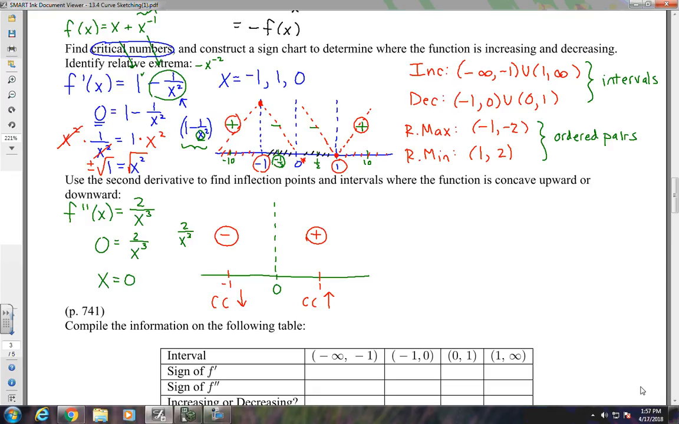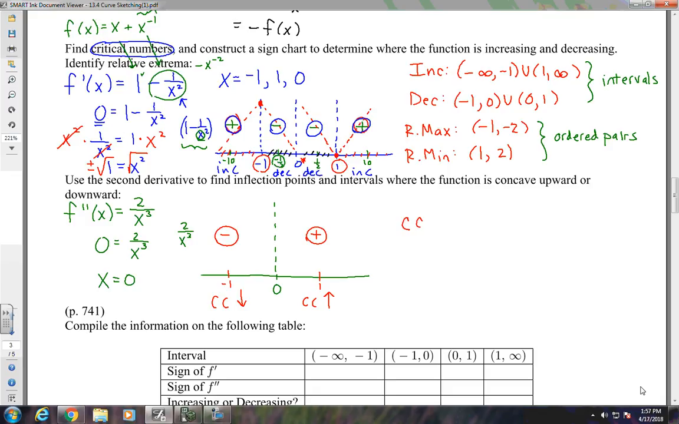Now remember, we're using a sign graph. It looks a lot like what we did before, but on the first derivative, remember a positive first derivative means the function is increasing, a negative first derivative means it's decreasing, and so on and so forth. So the first derivative tells me increasing and decreasing. The second derivative tells me concave up or concave down. So we could make our conclusion.